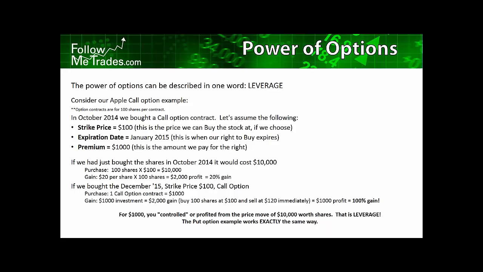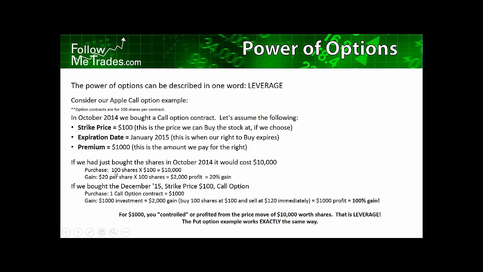So we pay a premium for this. We pay $1,000 for it. And that would be a realistic premium for an Apple 100 strike price contract at that point in time. So say we pay $1,000 for it. Now if we just bought the shares in October 2014, say we were going to trade 100 shares, right? Every option contract gives you control, or the right to buy, 100 shares. So we'll make our example based on 100 shares.